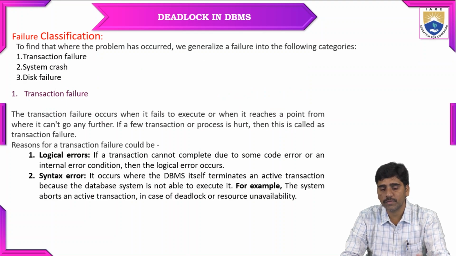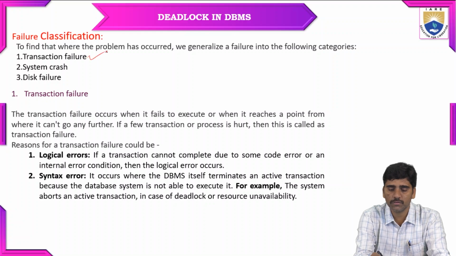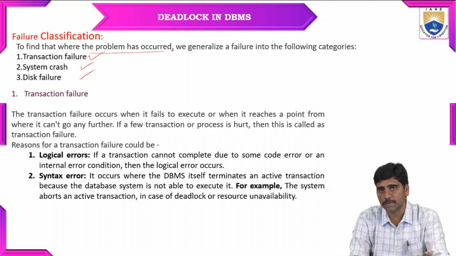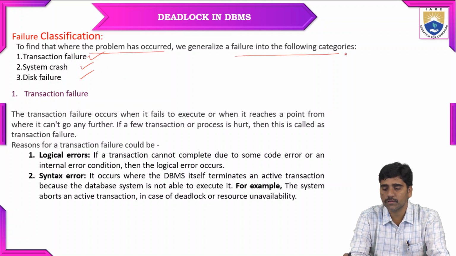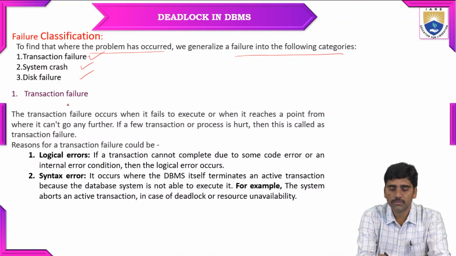Because of this, what are the failures we will see in the systems? There are different types of failures: transaction failures, system crashes, and disk failures. To find where the problem has occurred, failures are generally classified into the following categories. What are the failure categories? One is transaction failure, second is system crash, third is disk failure. So the first one is what?